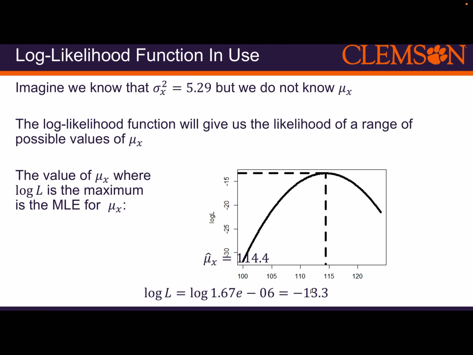So again, going back to our example, we know that the variance of X is 5.29, but we don't know what the mean of X happens to be. The log likelihood function will give us the likelihood of a range of possible values of mu. Right? So we just try out mu values, and now this gives us the log likelihood. It's still the maximum at 114.4. But now the return value is negative 13.3, which is just the log of the return value of the likelihood before. And negative 13.3 is a little bit easier for the computer to work with. It doesn't have 6 zeros or 5 zeros leading it, which is what happened previously.